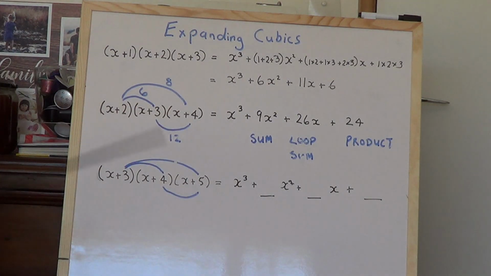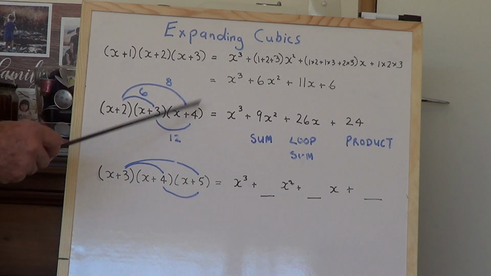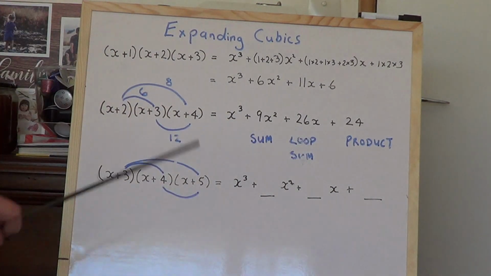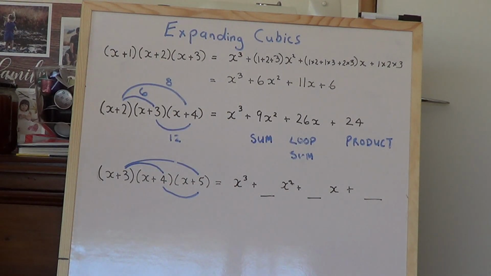Now the product, all we do is multiply them together. 2 times 3 is 6, times 4 is 24. There she's done. Now, we'll have a look at this next one.